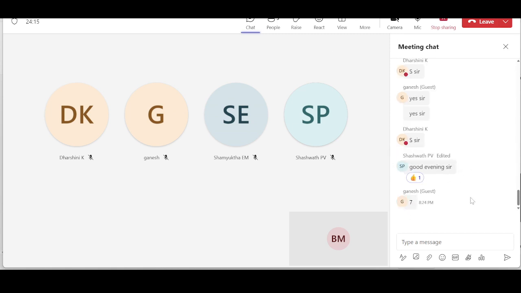Ganesh says 7. What about Samyukta, Sashwant, Darshini? Very simple question, guys. How many primitive data types? Just try to recollect everything. What are the data types that we have discussed so far? They are the primitive data types. How many types are there? Ganesh has recorrected to 8. Samyukta, Darshini, no answers.